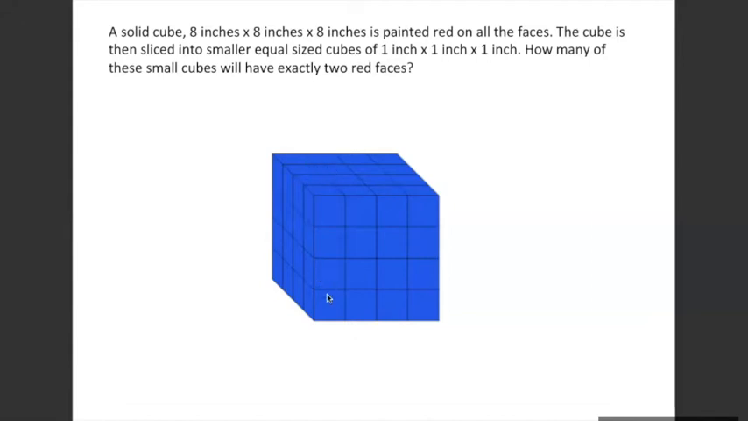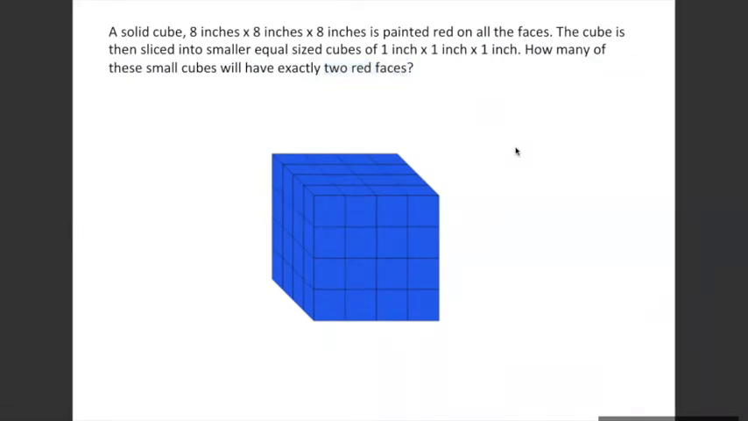So a 4-inch cube will have 64 total number of blue colored cubes, and 8 by 8 by 8 will have 64 into 8. How much is 64 into 8? 512 smaller cubes. Out of those 512 smaller cubes, some will have no surfaces colored, some will have 3 surfaces colored, some will have only 1 surface colored, and some will have 2 red colored surfaces. What you have to find is how many of the cubes will have 2 red surfaces colored.